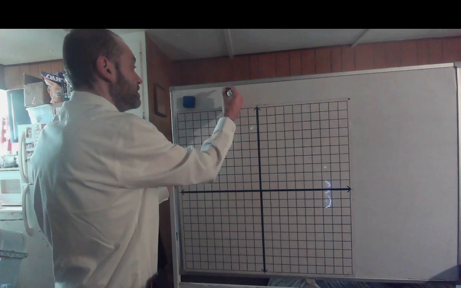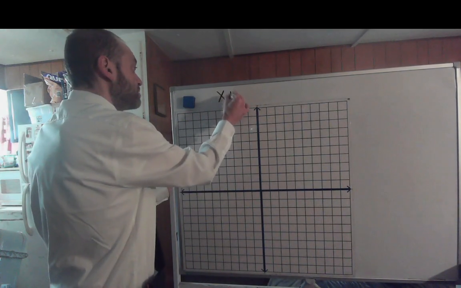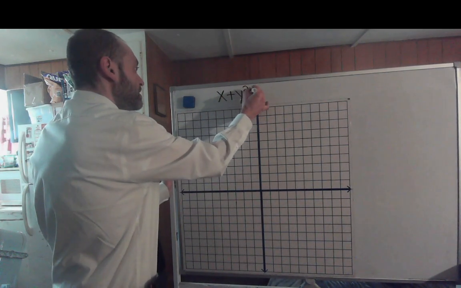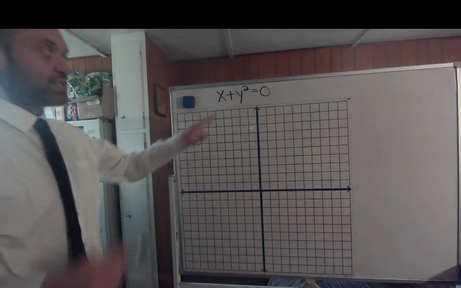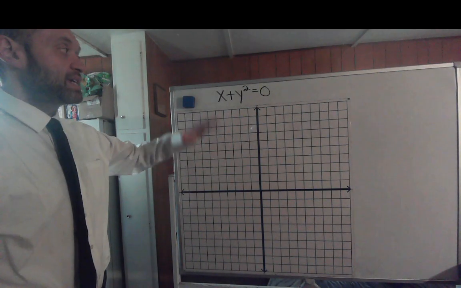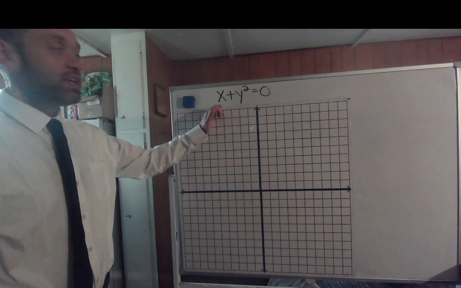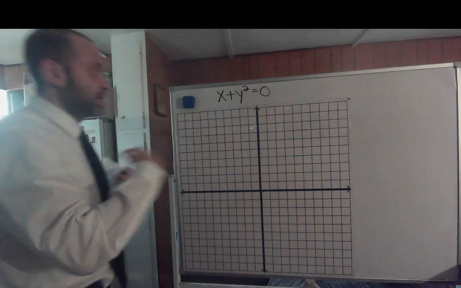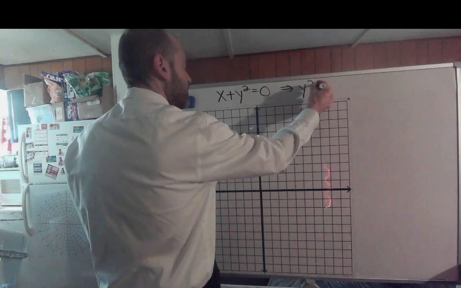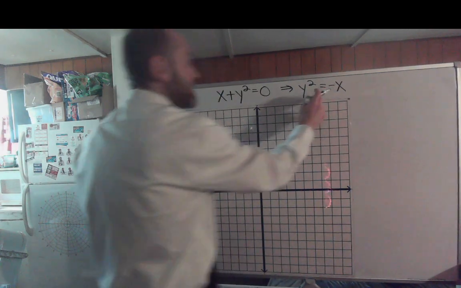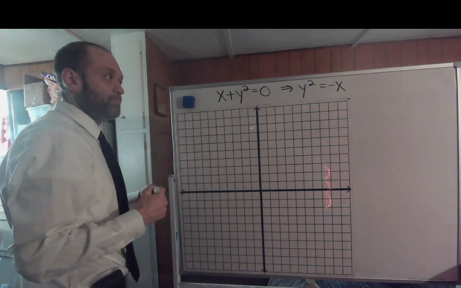How about this one? x plus y squared equals 0. Well, this is still not in standard form. We need to kick the linear term out of the left-hand side and move it over to the right. This would just turn into y squared is equal to negative x. Now we have a form we can work with.